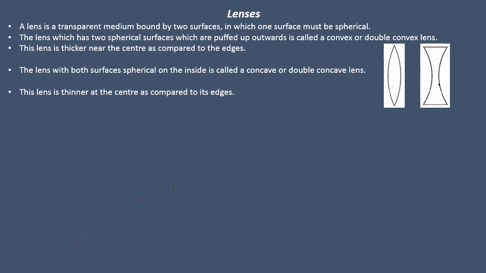Here in the convex lens the center is thicker and in the concave lens the center is thinner. You can make out the difference, correct? So remember, in a convex lens the center is thicker and the edges are thinner. In the case of a concave lens, the edges are thicker and the center is thinner. So this is about your convex and concave lenses. Now let's see some different types of lenses.